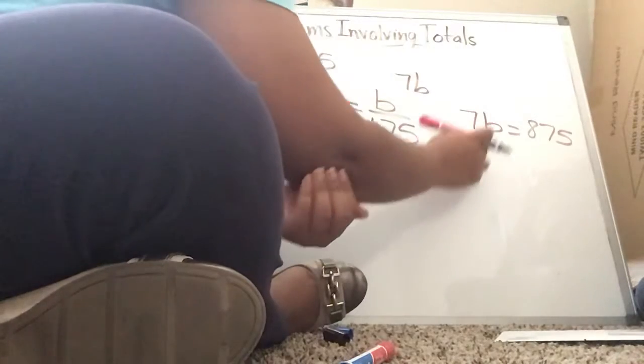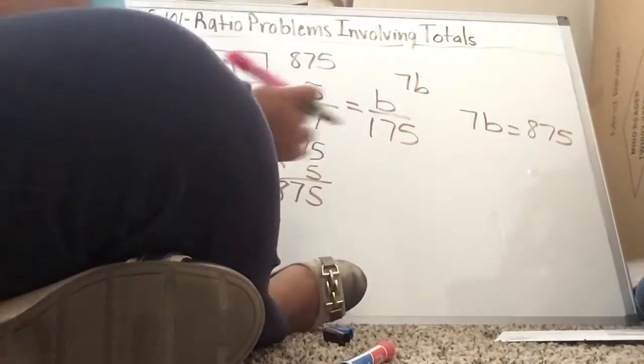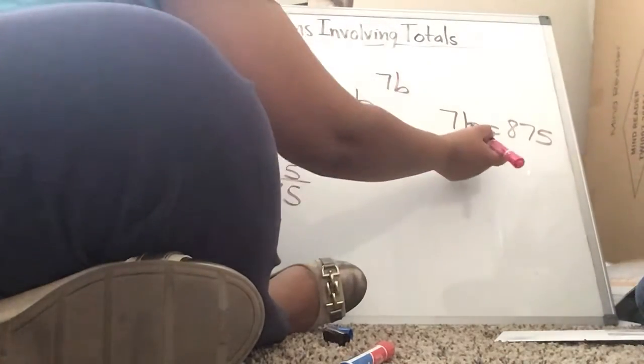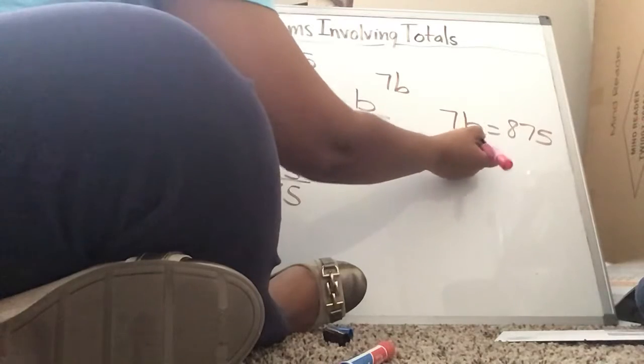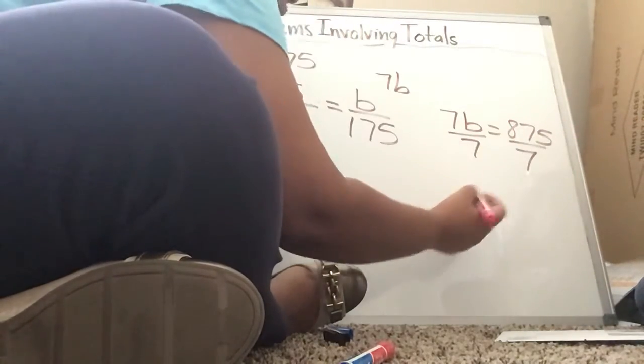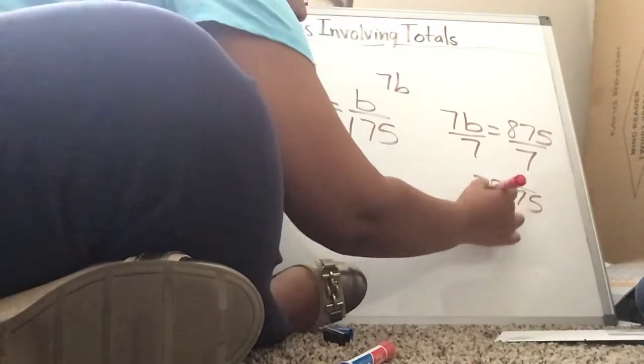So, of course, we have to get the B by itself, the variable by itself. Right now, we are multiplying 7 times B, so the opposite of that would be dividing by 7. And so the amount of band members would be 875 divided by 7.